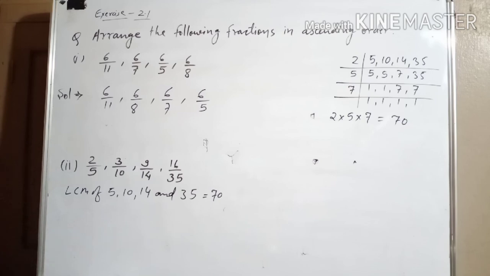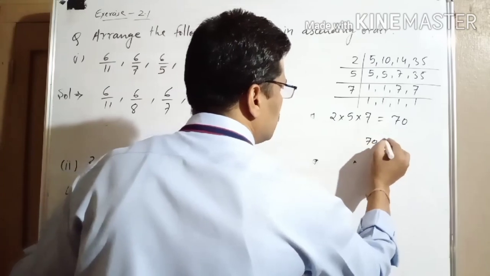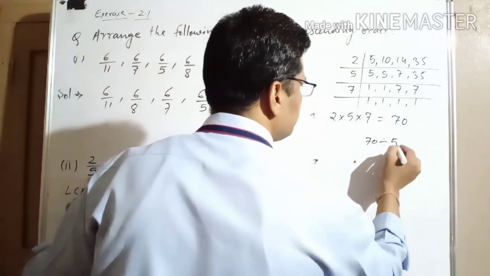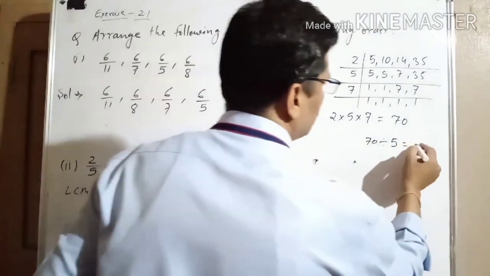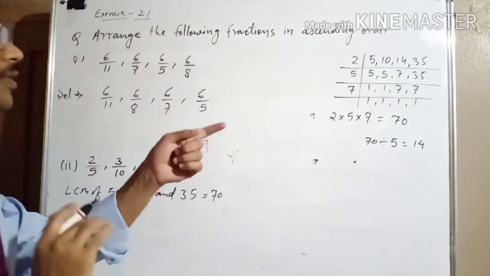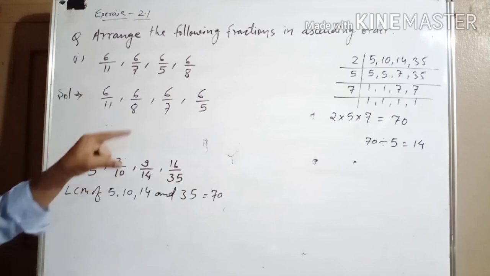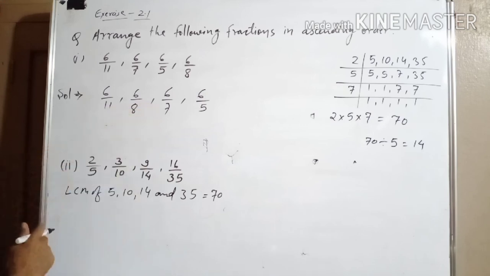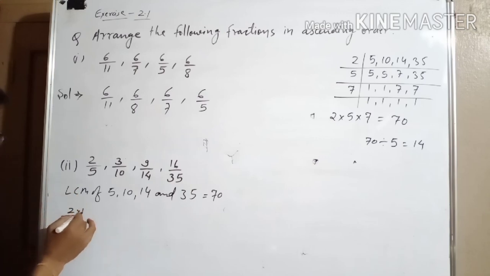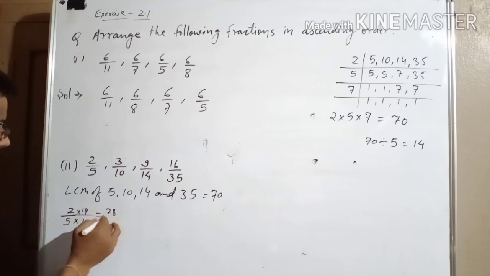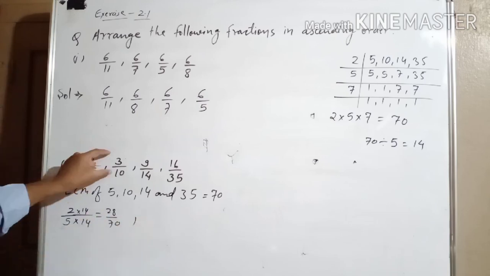It is very simple. This 70 should be divided by this 5. So we write 70 divided by 5. If you divide 70 by 5, what do you get? 14. So now this 2 upon 5 should be multiplied by 14. If we multiply, what do we get? 2 upon 5 multiplied by 14. Okay. So what do we get here? 14 twos are 28 and 14 fives are 70. Got it? Now the next number, 3 upon 10.